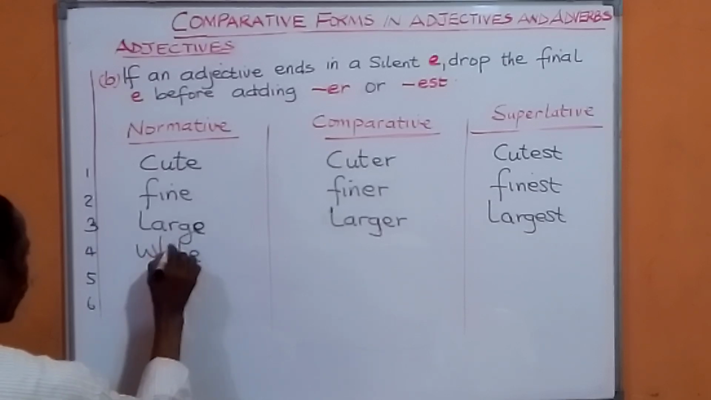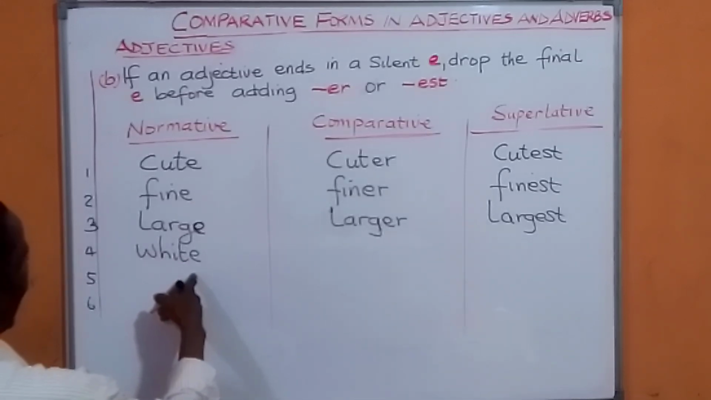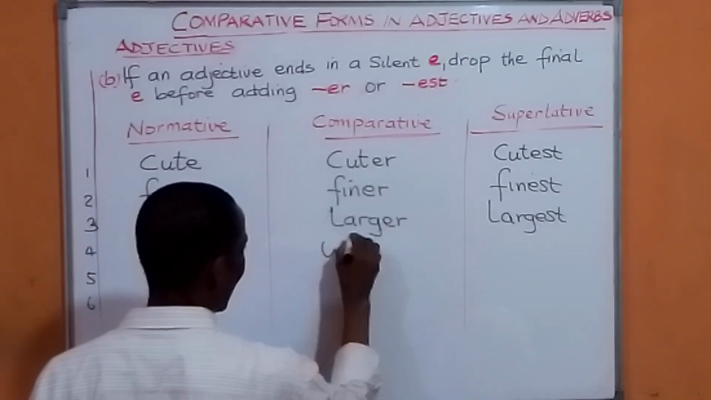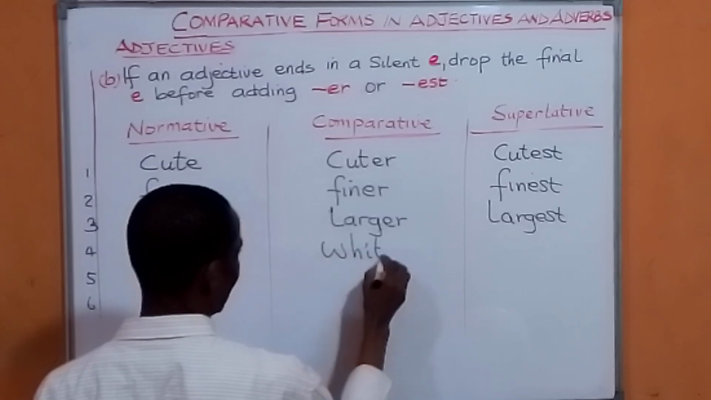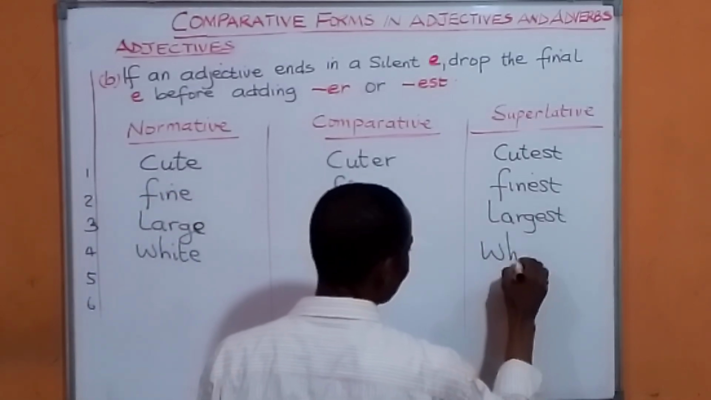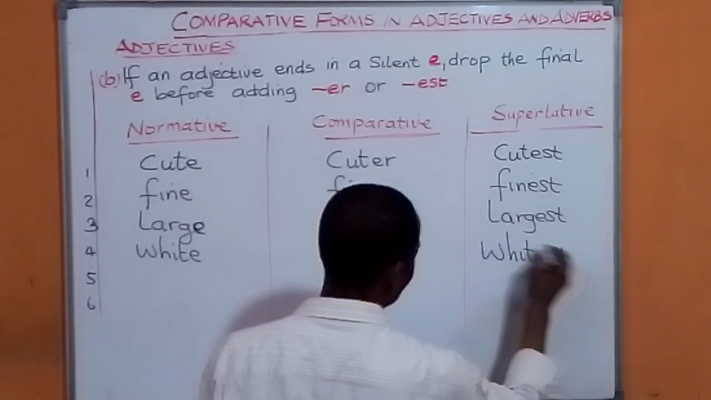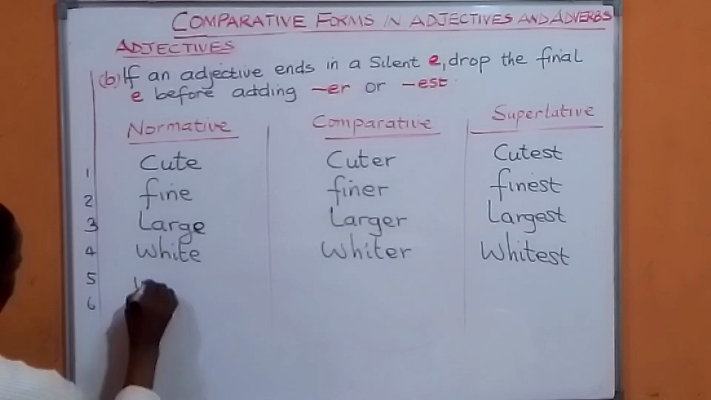Let's take white. The same thing here in white. The last letter E, which is silent, you have to drop if you want to make it comparative. So you write white, you drop that E and put ER: whiter. And then the same thing, whitest. Okay?